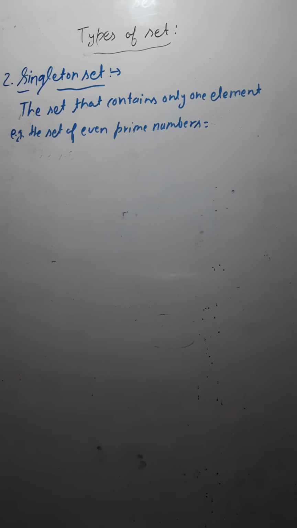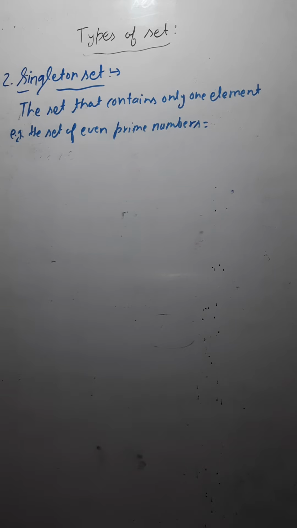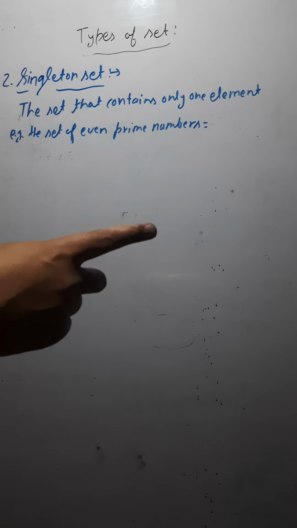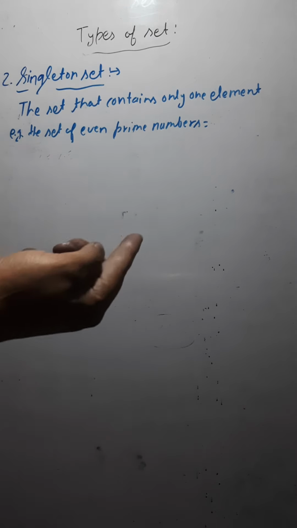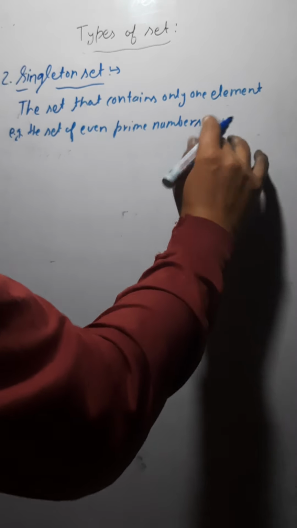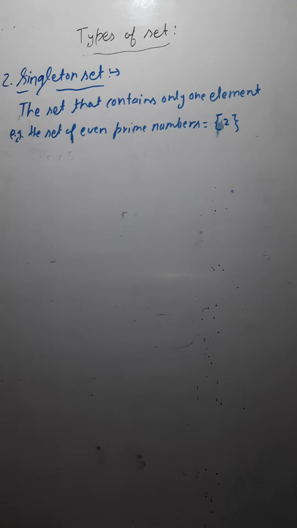Now the next one is the singleton set. Singleton set means the set that contains only one element. The set that contains only one element is known as the singleton set. For example, the set of even prime numbers. Prime numbers are many, but the even prime number is only one, that is 2. 2 is the only prime number which is even. So the set of all even prime numbers would have only one element, the 2. So such a set would be known as the singleton set. Getting it?